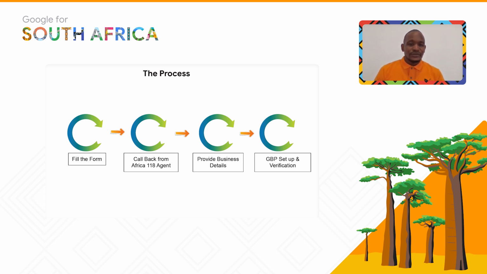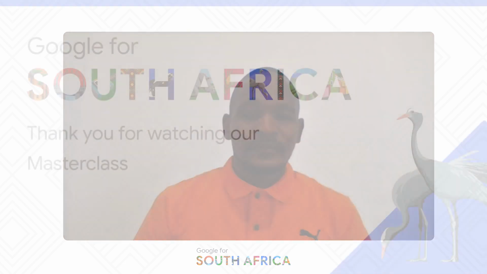In case you have any problem with your Google Business Profile, remember the process. Just go to google.africa118.com, tell us your details, tell us where you did get to hear of us from, and then from there, tell us a detailed message on how you want us to assist you.